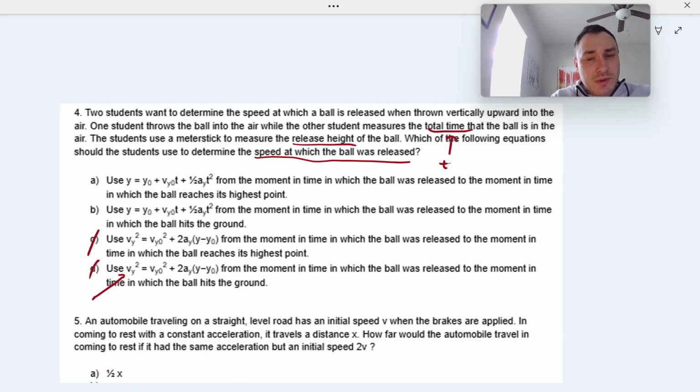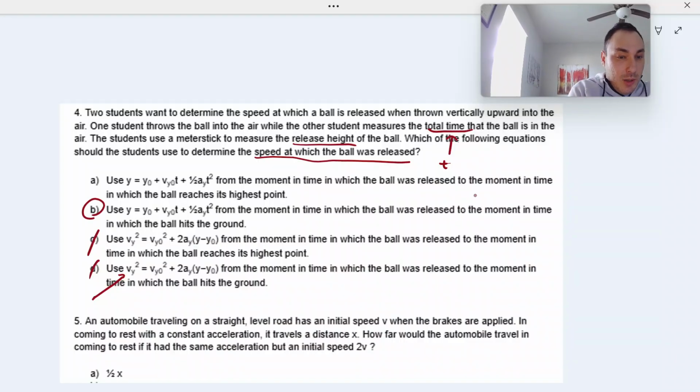We are also not measuring the height of the ball. It's stated that we're only measuring the release height of the ball. We're not measuring how long it takes or how far it goes up. We're only measuring the release height and anything to do with time. Which means the answer here is going to be B.